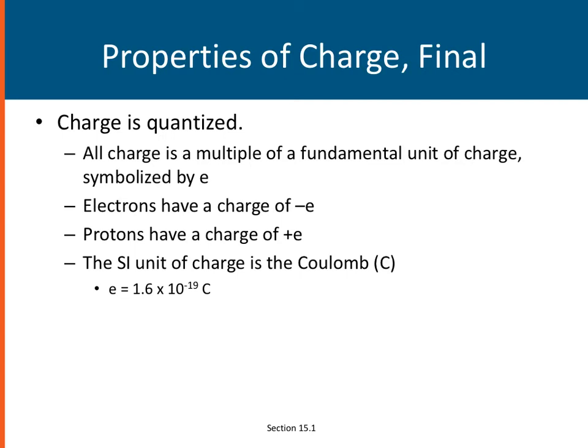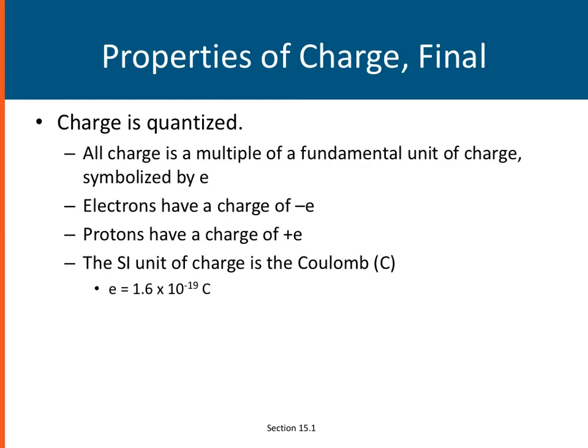The last property I want you guys to know is that charge is quantized. So what that means is that it's only in certain amounts. And what that is, it's really just the electric charge of an electron. So electrons have a charge of negative e, protons have a charge of positive e, and e is 1.6 times 10 to the negative 19 coulombs.